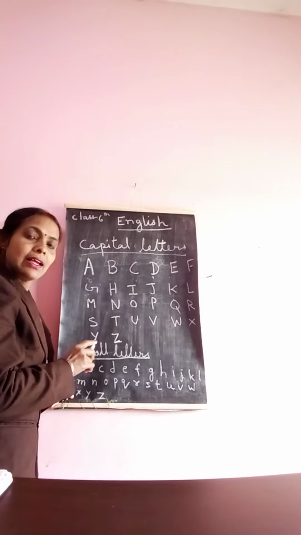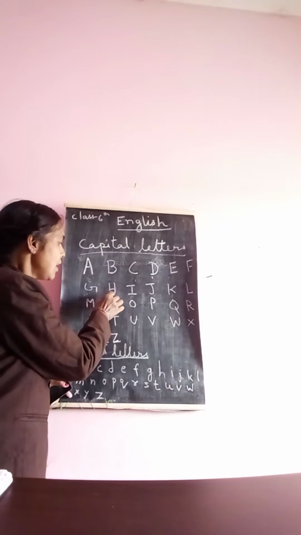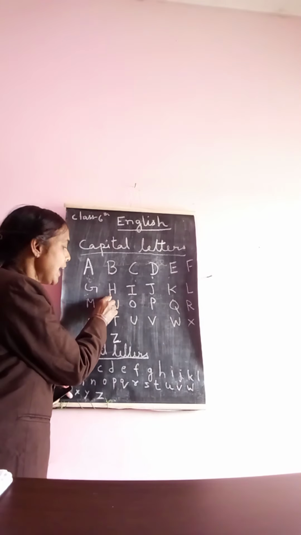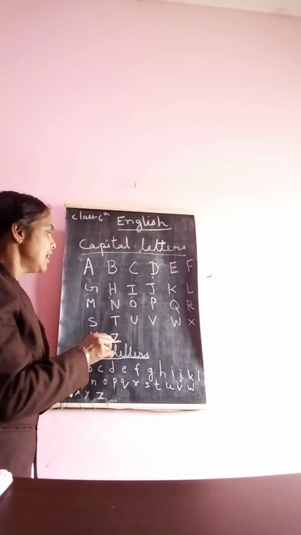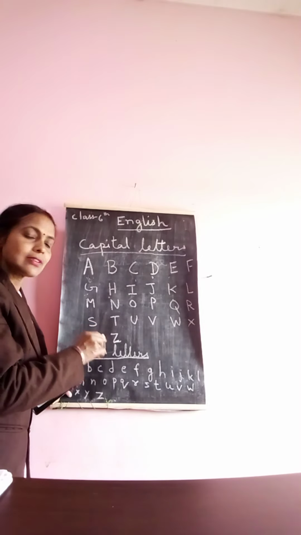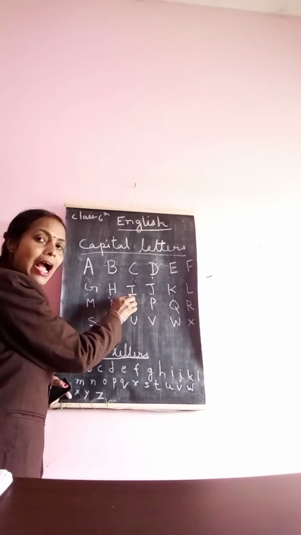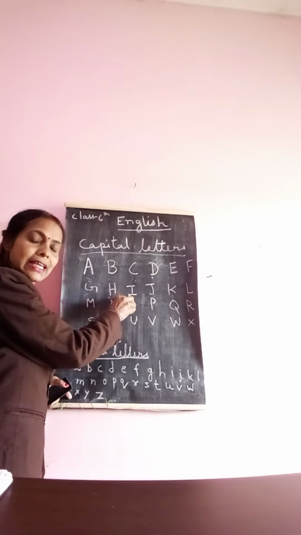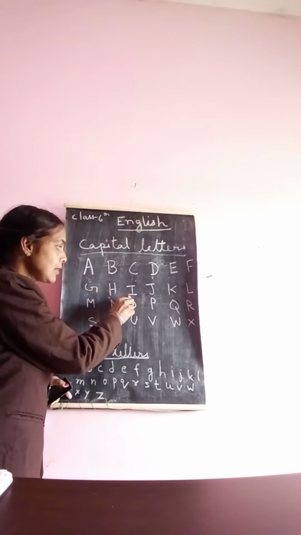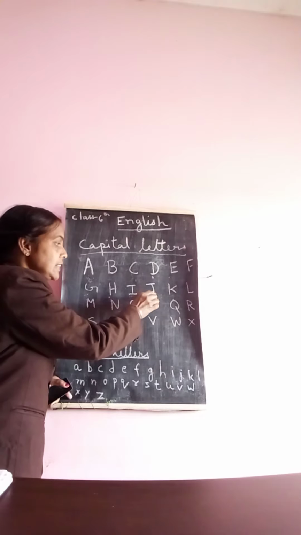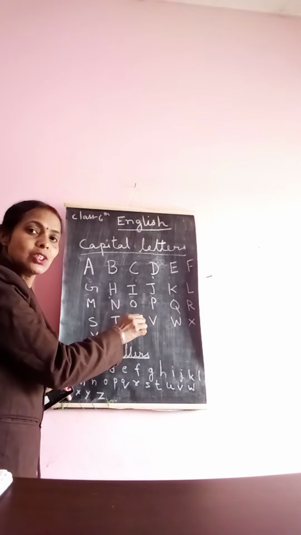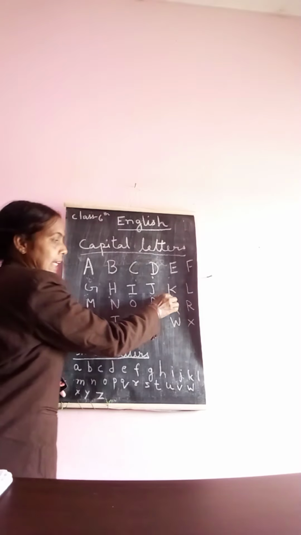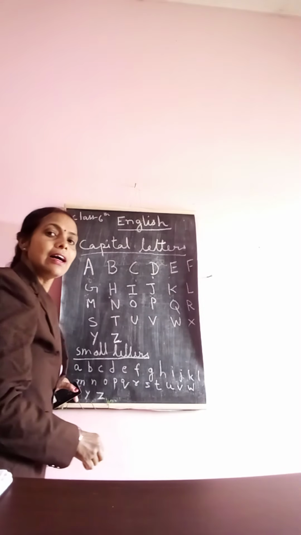Grapes, gate. What is this? H. What is the sound of H? H says ha. Hen, horse. I. I says E, as in import. J. J says ja. Jug, joker. K. K says ka. Kite.